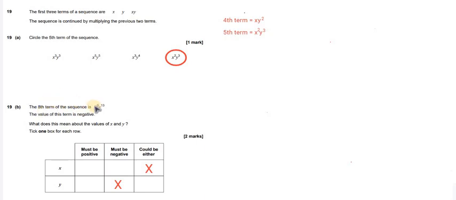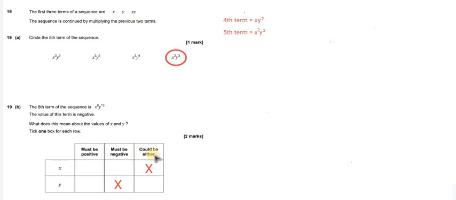Why? Because x has a power that's an even number. When you raise a negative number to an even number as a power, it will always produce a positive number or a positive solution. So, take for example minus 2, raise it to the power of 2, 4, 6, 8, 10, it will come out positive. But if you take minus 2, raise it to the power of 1, 3, 5, 7, 9, any odd number, it will come out negative.